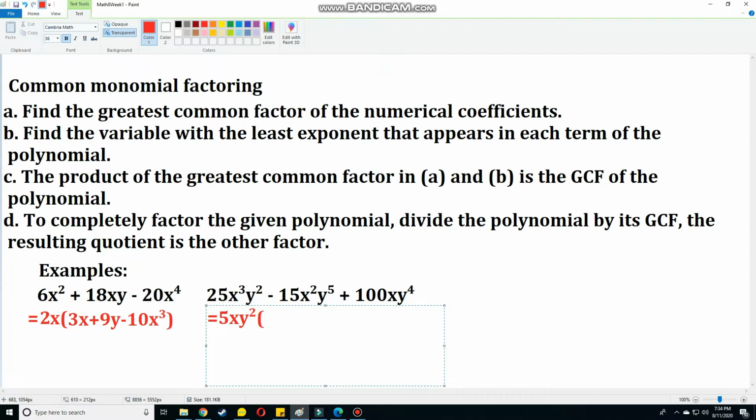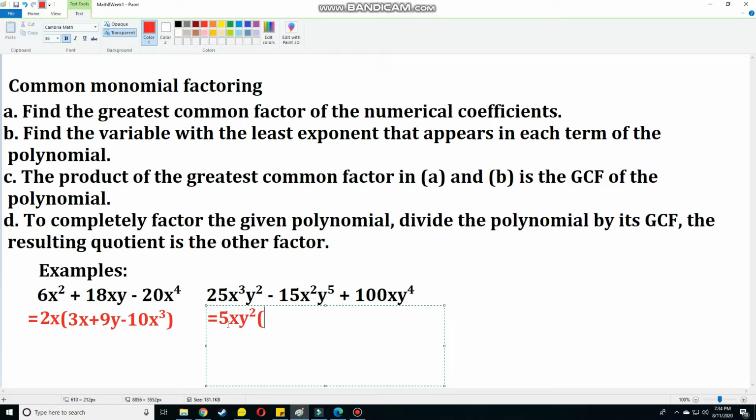And then afterwards, we will divide, okay? Divide the polynomial by its GCF. When it is a polynomial, the GCF would be the product of the GCF of the numerical coefficient and the GCF of the variable. Let's multiply those, and that would be the GCF of the polynomial, okay? So let's divide them one by one.